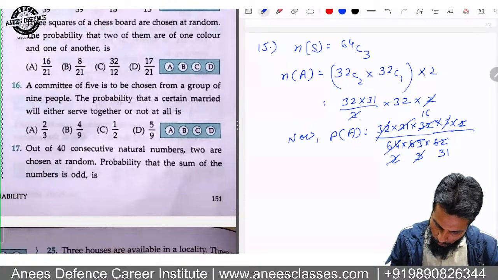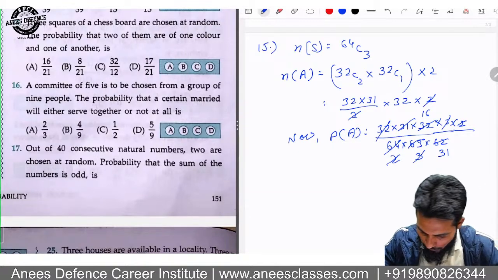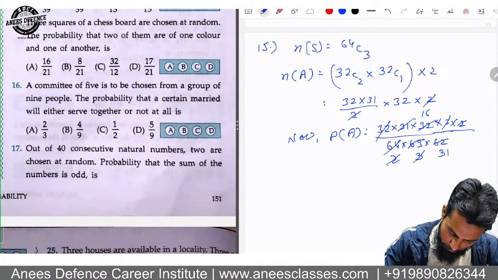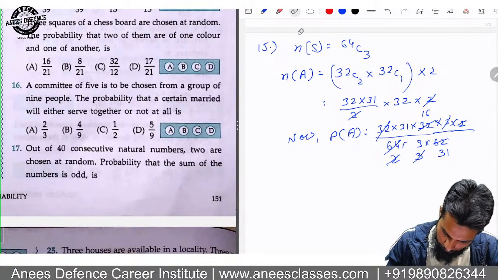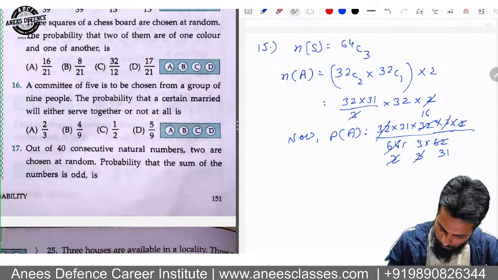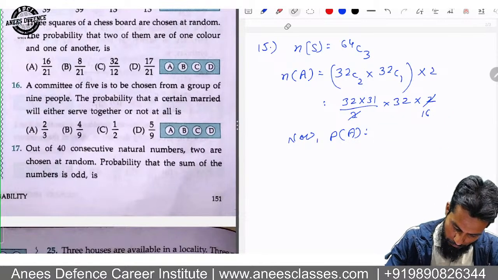32, 31 divided by 2, 32 into 2. 31, 62 will be there, no? Okay, 31, 63 it was. Oh, that was a mistake. I have made a calculation mistake. Okay, okay. Yes, no issue. 16 upon 21 is correct. I will recheck it.